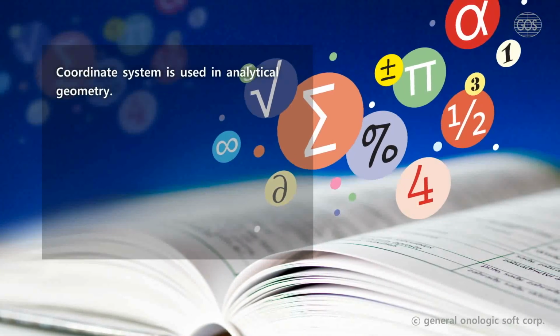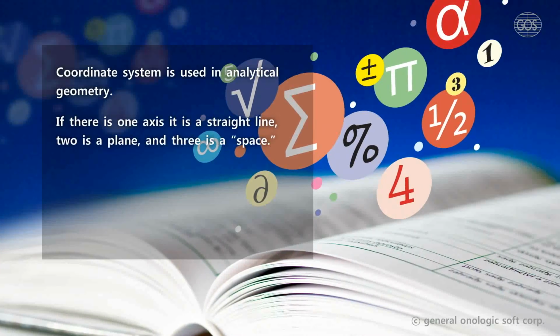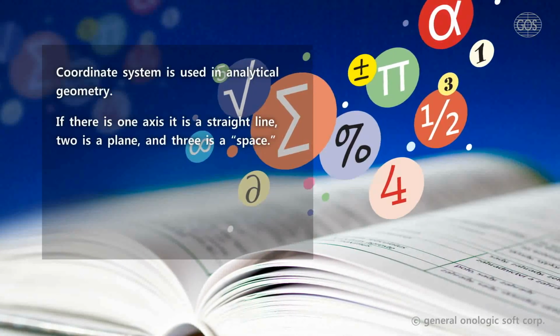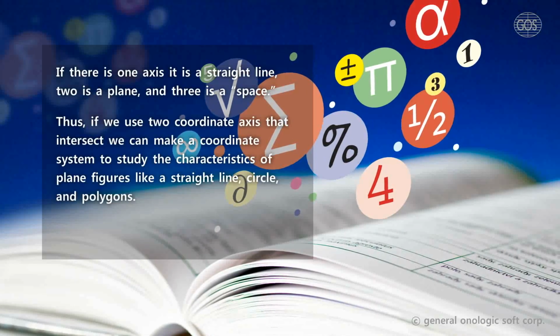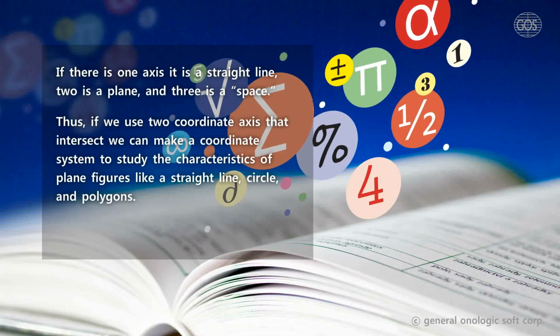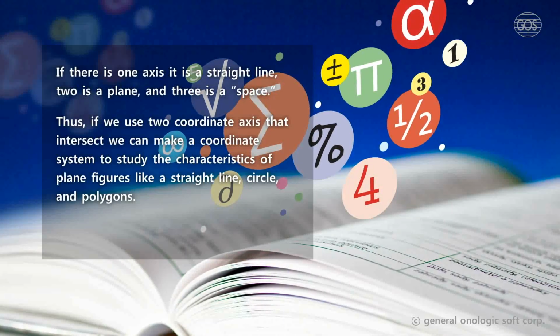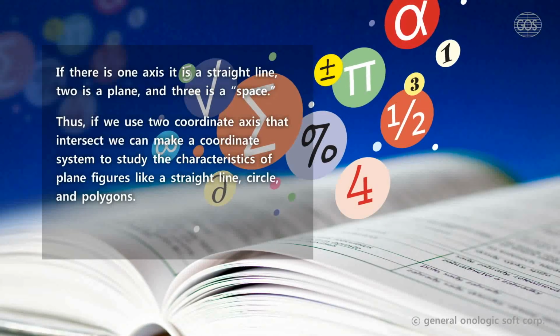A coordinate system is used in analytical geometry. If there is one axis, it is a straight line, two is a plane, and three is a space. Thus, if we use two coordinate axes that intersect, we can make a coordinate system to study the characteristics of plane figures like a straight line, circle, and polygons.